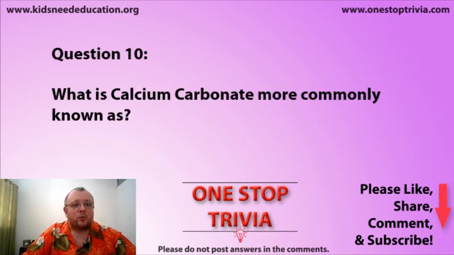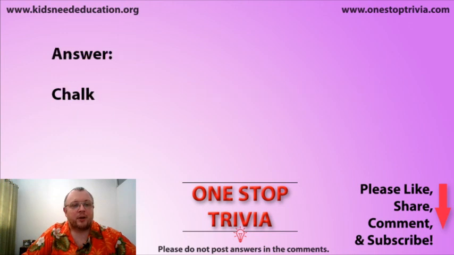And question number 10, what is calcium carbonate more commonly known as? Well, it's more commonly known as chalk. So they're saying you'll find it at school for writing on your whiteboard, or the blackboard even. Whiteboard to use pens on.